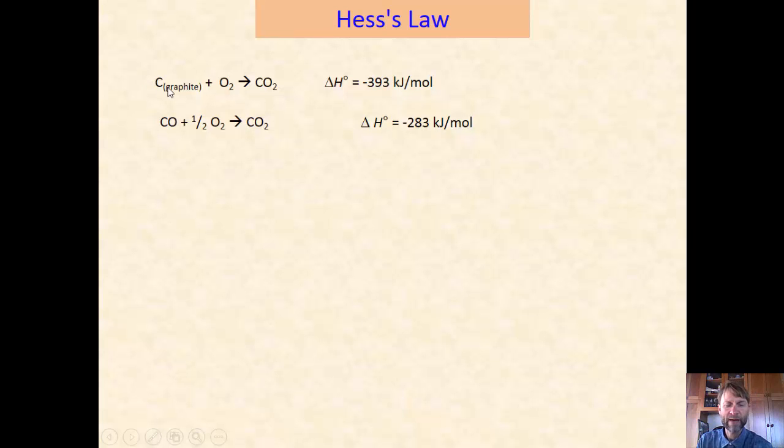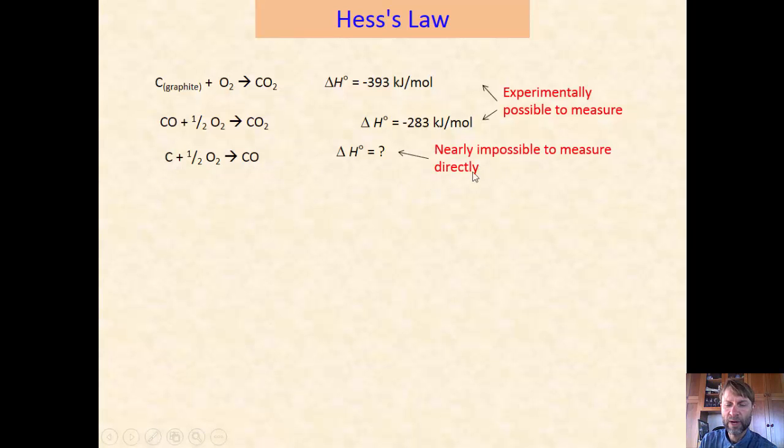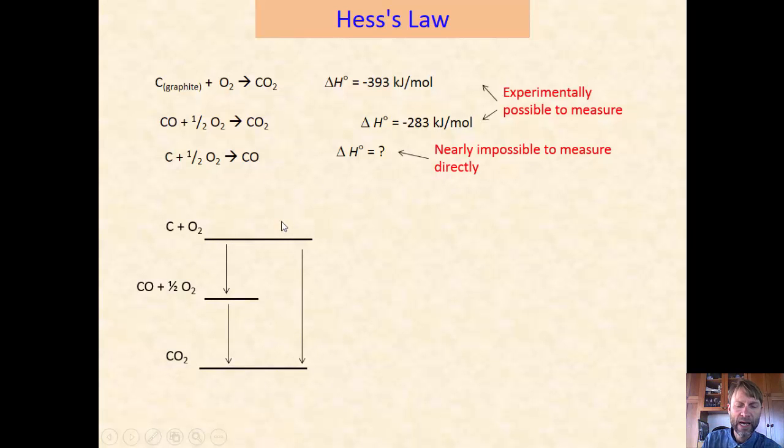Here's an example. We have a reaction of carbon plus oxygen going to CO2, exothermic, at minus 393 kilojoules per mole. We have another reaction of carbon monoxide plus oxygen going to CO2 and is also exothermic. These are experimentally possible to measure. However, if we want the enthalpy of reaction of carbon going to carbon monoxide, it is nearly impossible to measure this directly. However, we can still determine its enthalpy of reaction by using Hess's law, which can be shown visually here.